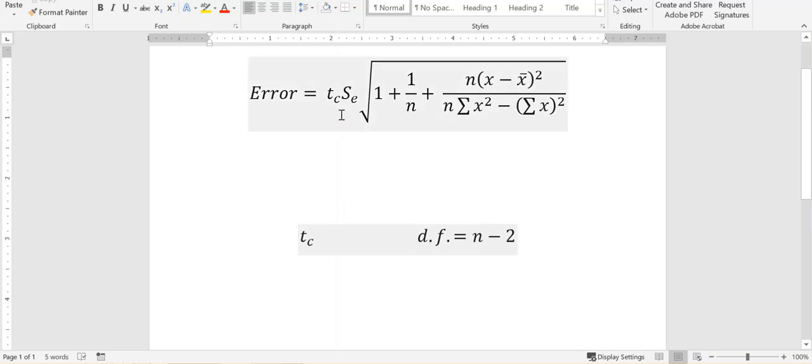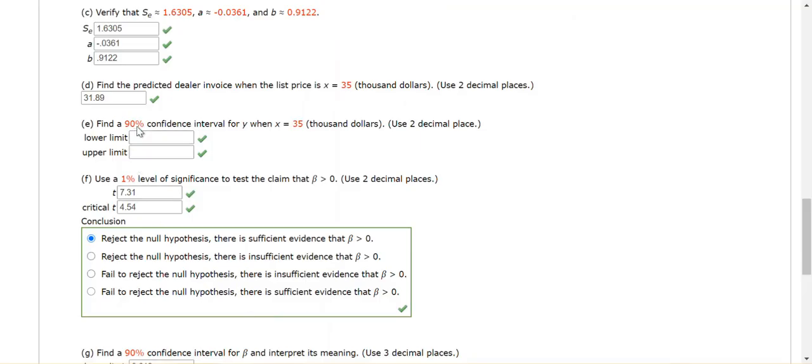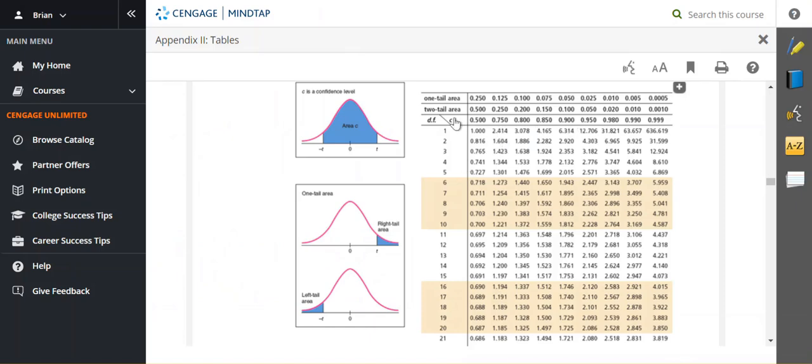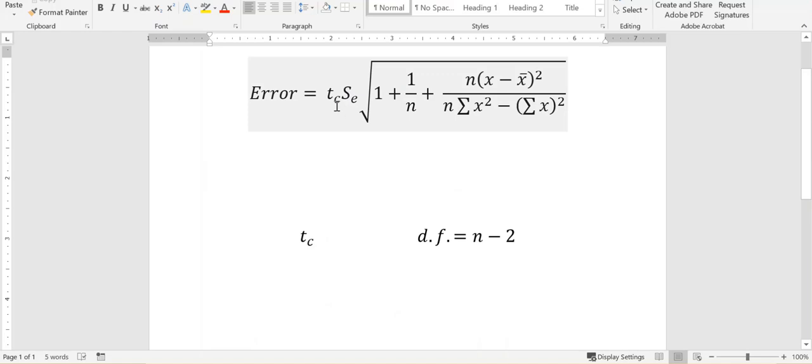So the first thing we want to do is find this t sub c. We already know the SE, and we already know the rest of these values, so we need to find this critical number t sub c. The question is asking us to find it at a 90% confidence level, and we have n minus 2 equals 3 degrees of freedom. So this is the critical line, this is the 90, and then we go down to 1, 2, 3 degrees of freedom, so 2.353. That's our t sub c that we need for this part.